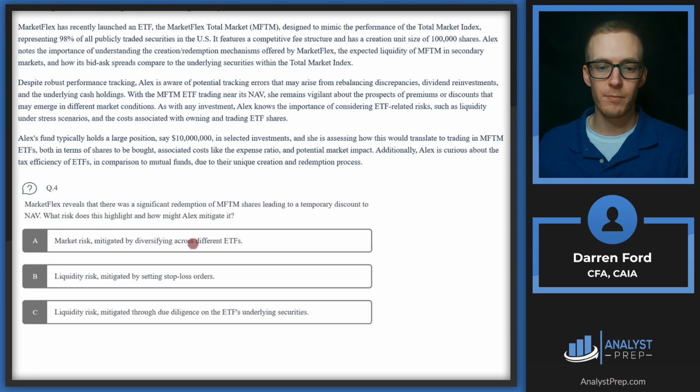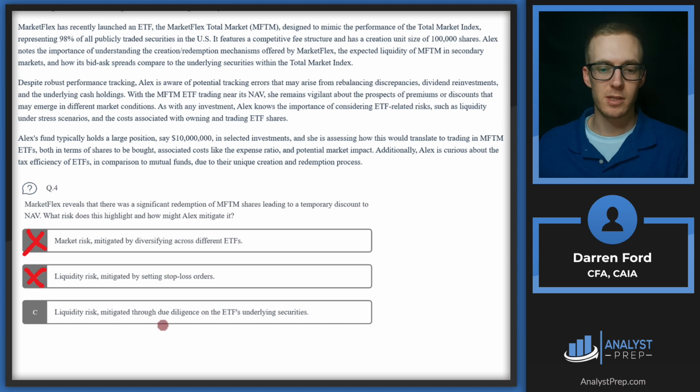And so what risk does this highlight and how might Alex mitigate it? A: Market risk, mitigated by diversifying across different ETFs. That's not the risk we're looking at here because the risk is happening due to a large redemption, not anything that's happening in the market. B: liquidity risk mitigated by setting stop loss orders. And C: liquidity risk. So we're looking at liquidity risk here for 2 different reasons. Stop loss orders aren't going to help if the underlying isn't liquid enough. The price is just going to fall right through that order before you get filled.